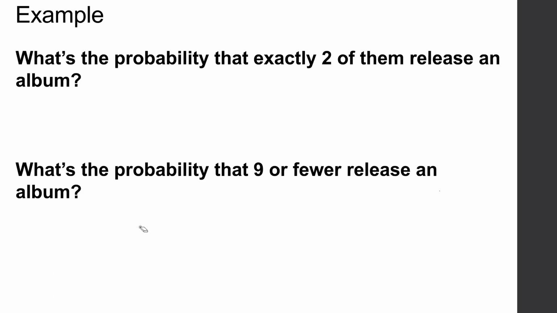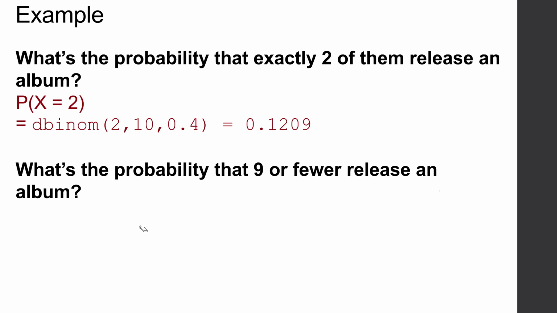All right, so now let's find the probability that exactly 2 of them release an album. So the first step is to write these words into a probability statement. Exactly 2 is the probability that our random variable equals 2. And again, we've got a function for that directly in R, and that's the dbinom function for exactly equal. So we want dbinom of our number of interest 2, comma our sample size 10, comma our probability of success 0.4, and it's going to give you 0.1209.